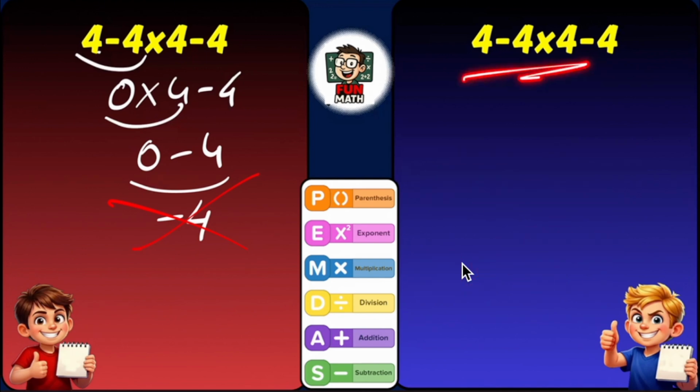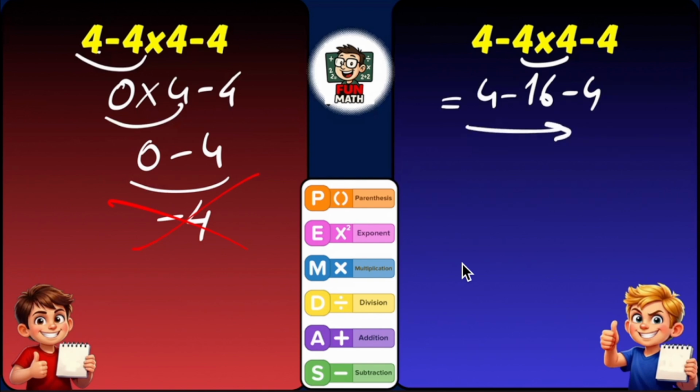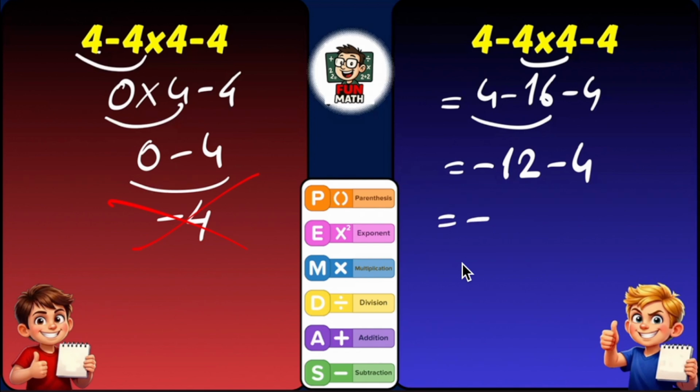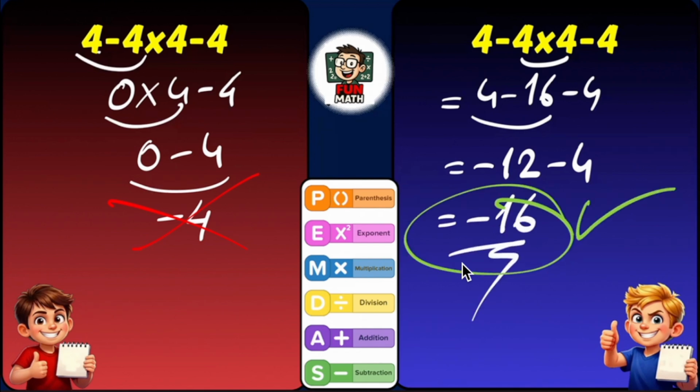Now, let's solve the equation according to the rule. First, multiplication: 4 times 4 equals 16. Now, subtraction and subtraction, left to right: 4 minus 16 equals negative 12. Negative 12 minus 4 equals negative 16. The correct answer will be negative 16.